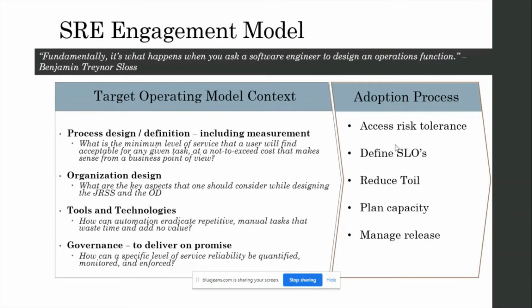I have tried to model this conversation in a fashion such that we discuss the operating model aspects in the ambit of the SRE model adoption process. For further discussion today, let's delve into these five areas: assess risk tolerance, define service level objectives, reduce toil, plan capacity, and manage releases.